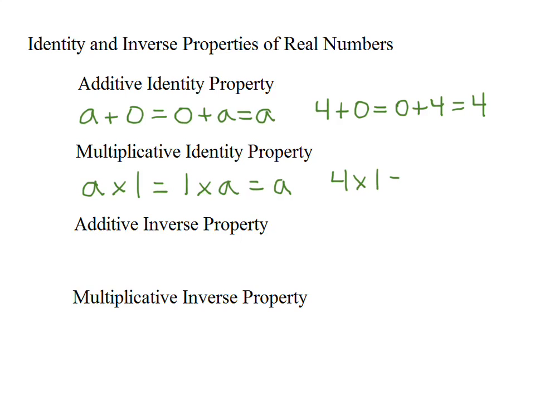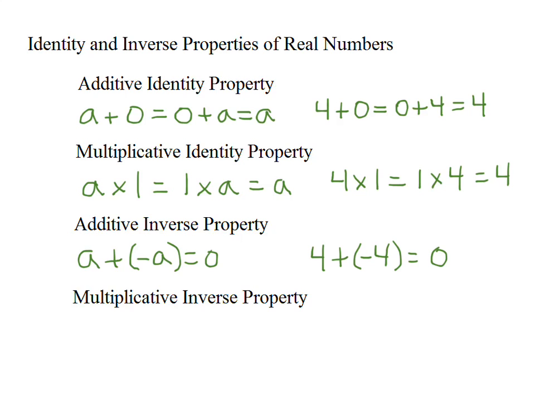The identity for multiplication is a 1, so we can multiply anything by a 1, or multiply 1 by anything, and we get that number back. So 4 times 1 is the same thing as 1 times 4. Monday I talked about the additive inverse. So we have this negative quantity, so a plus a negative a is 0. Take any number in there, 4 plus a negative 4, and that equals 0 as well.